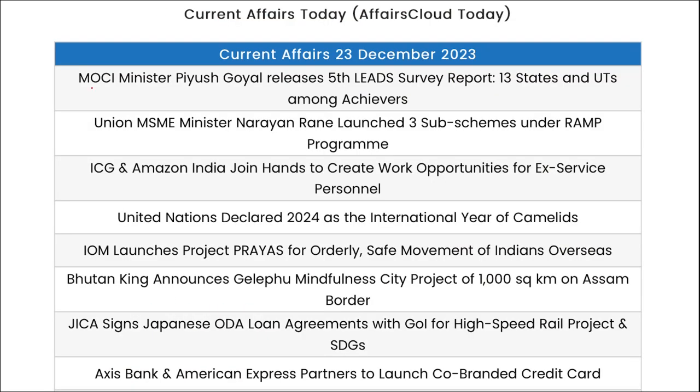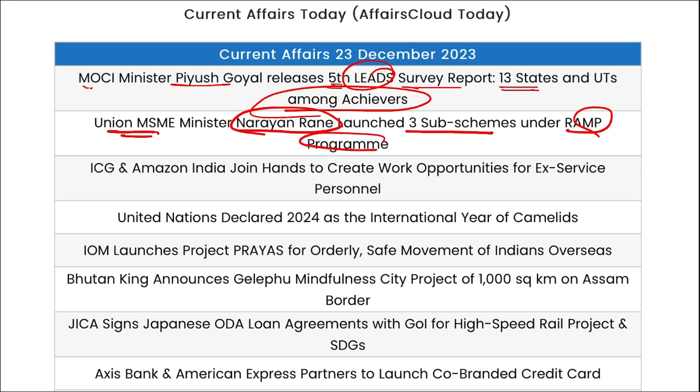Next, friends, now let's go for one-liner revision. Piyush Goyal has released the 5th edition of the LEADS Survey Report, where 13 states and union territories were among the achievers category, and there are 3 categories in this. Then MSME Minister Narayan Rane launched 3 sub-schemes under the RAMP program.